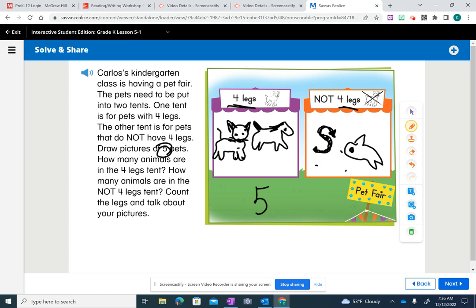I need 1 more pet. And how about a pet hamster? And they have 4 little legs. They're usually really furry. So here we have 5 pets. 3 of them have 4 legs, and 2 of them do not have 4 legs, but all together we have 5. So I'm going to stop the video now, and we're going to talk about some other ways we could have done this.